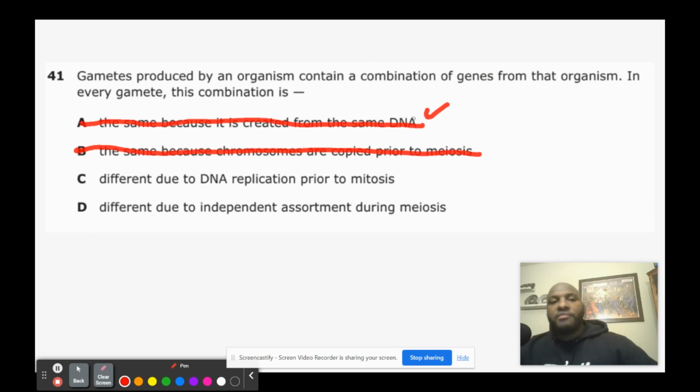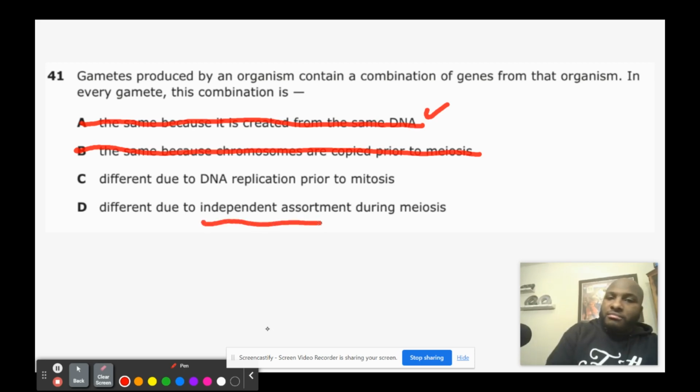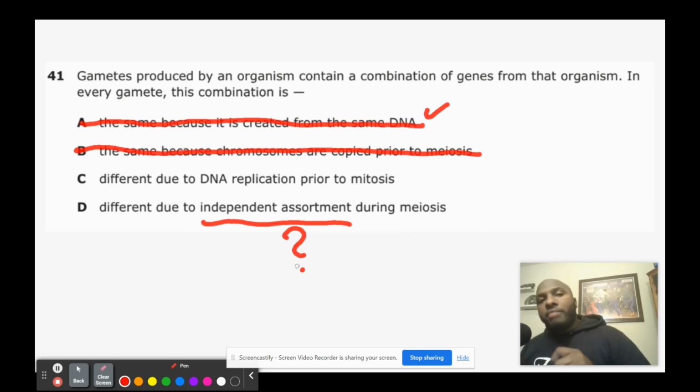My two choices left are C, different due to DNA replication prior to mitosis, and D, different due to independent assortment during meiosis. Now, let's say I don't know what independent assortment is. That's okay, because I have the next slide that's going to talk about that. But let's say I don't know what that means.